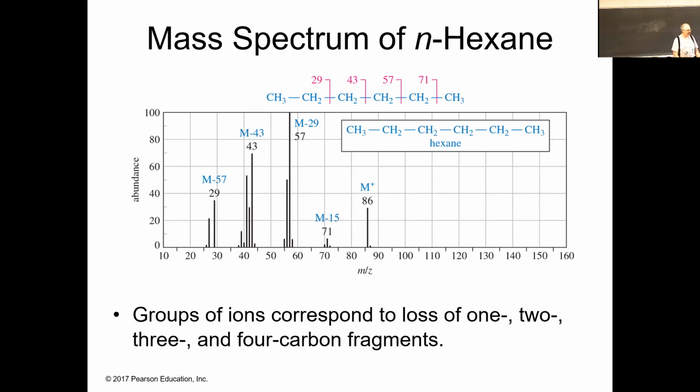Okay, here's normal hexane. The common fragmentation pattern here is loss of methyl, then CH2, CH2, CH2, and so on. This has a molecular weight of 86. This is loss of 15, loss of a methyl. Here we have loss of 29, loss of an ethyl. Loss of 43, which is loss of a propyl.